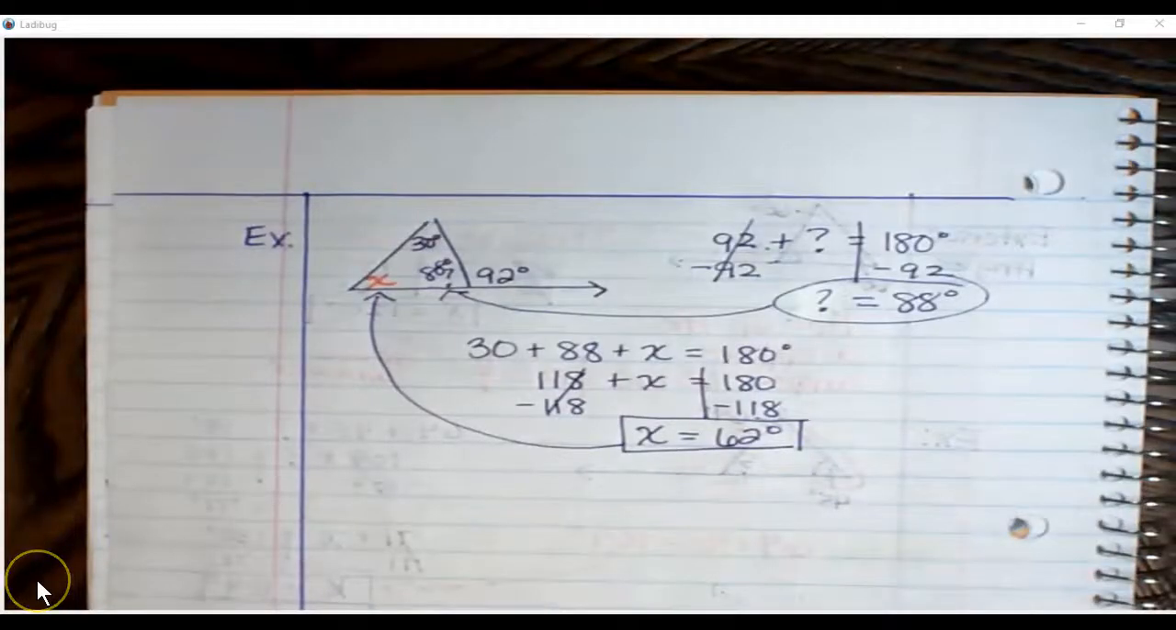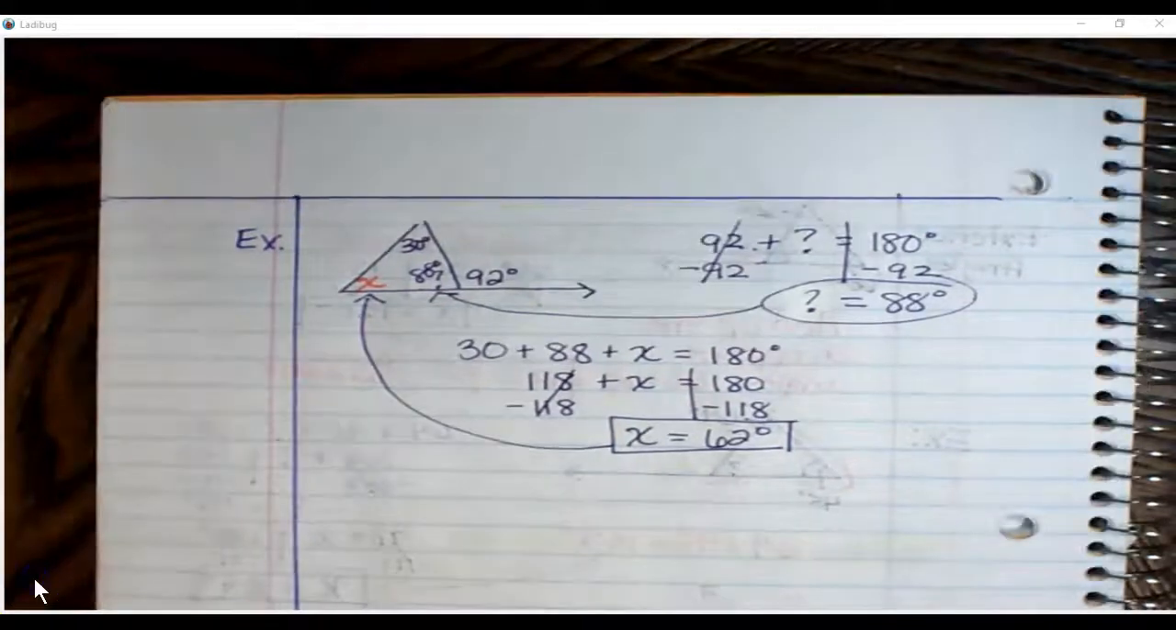All right, again, this is the start of our new unit, Unit 9, which encompasses angle relationships.